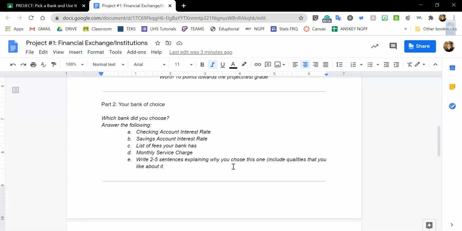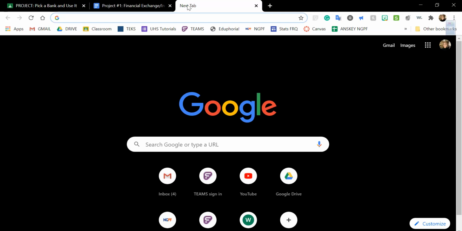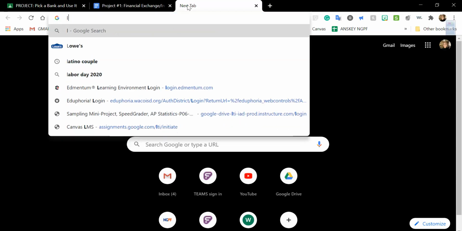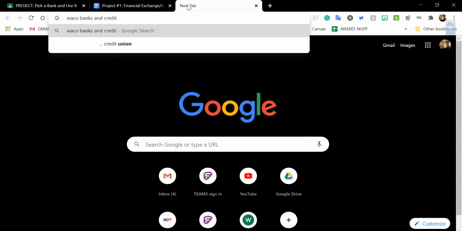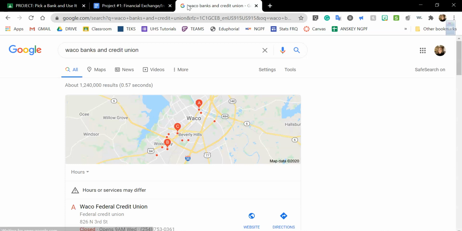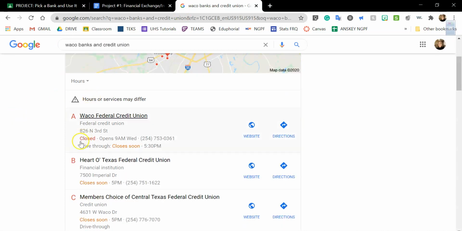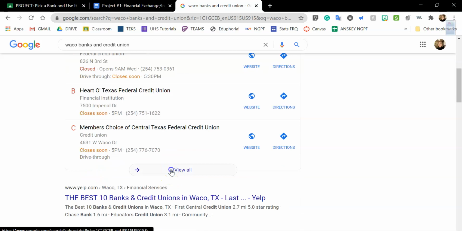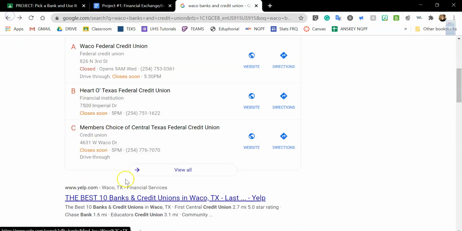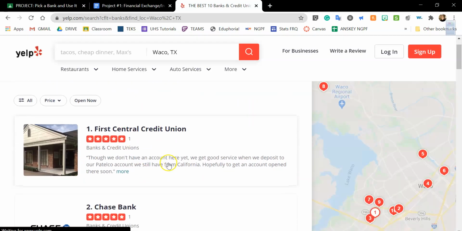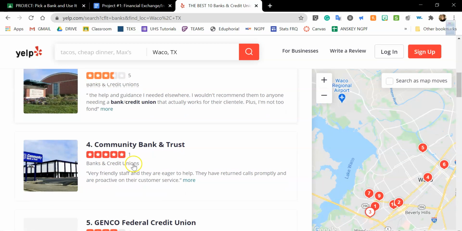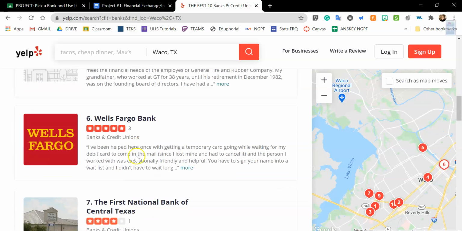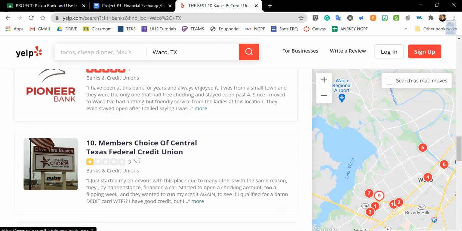Then you are going to research a bank. So you can pick a credit union if you want. You could look up Waco banks and credit unions, and see what is available in Waco. Okay, so there are different options. These are different credit unions here. You could even look at this list of the 10 best banks and credit unions and go from there. So First Central only has 1 5-star rating. Educators has 3.5 but 5. So you can go through this list if you want to do it that way.